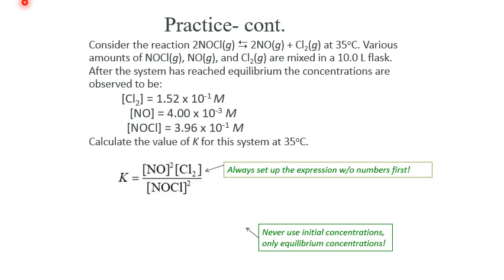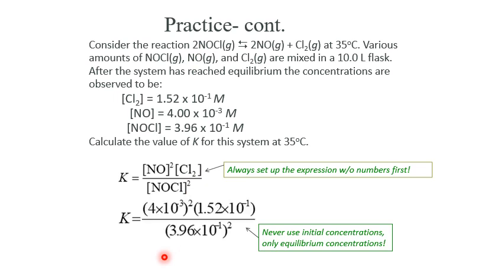So we have NO and coefficient 2, so we have to put to the power 2, and concentration of chlorine. And then we will write concentration of the reactant NOCl, and we have a coefficient 2. And just plug in the numbers. When you plug in the numbers, you can see that 4 times 10 to the power negative 3 for NO, and we had to put a superscript 2, and times 1.52 times 10 to the power negative 1 for Cl2, and then for the reactant we will put 3.96 times 10 to the power negative 1, and also we have to put a 2 superscript.